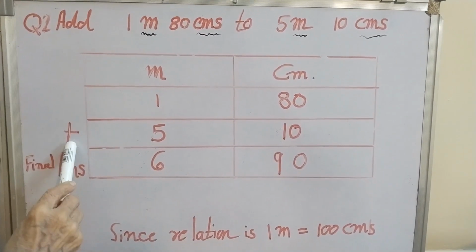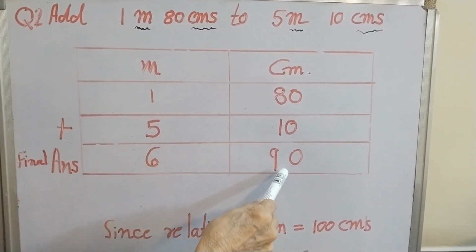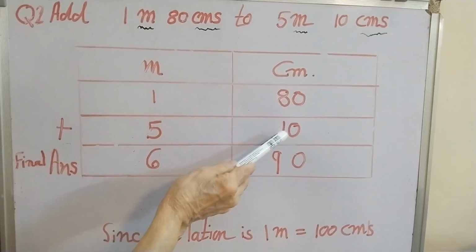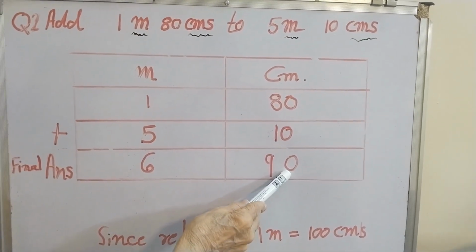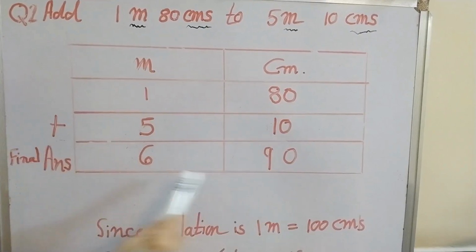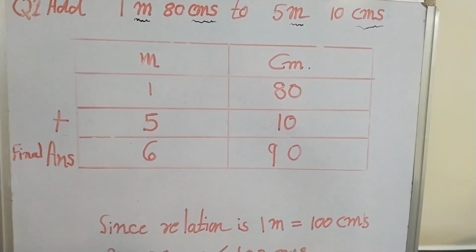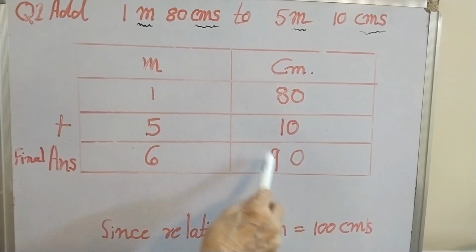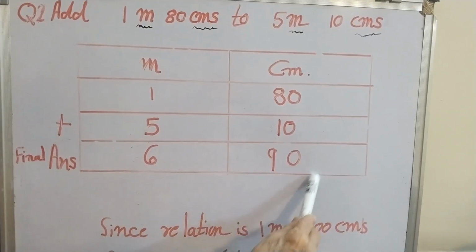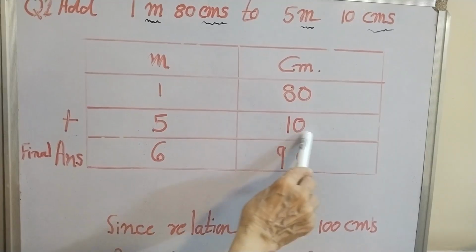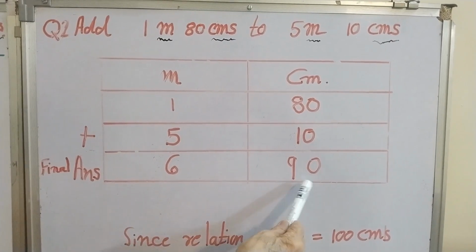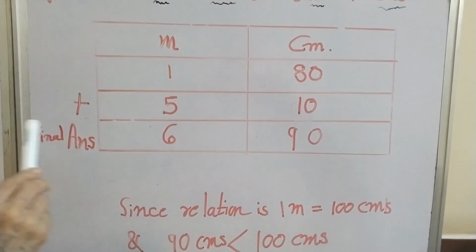Now this has to be added. So centimeters we add separately and meters we add separately. So 80 plus 10 means 90 centimeters and 1 plus 5 is 6. Now in this case there is no intermediate answer. Why? Because 1 meter makes 100 centimeters and this figure is below 100. So there is no question of transferring it to meters, and hence this remains our final answer.